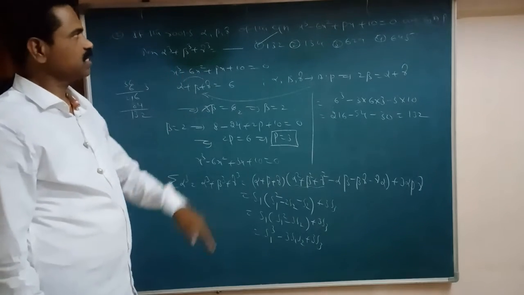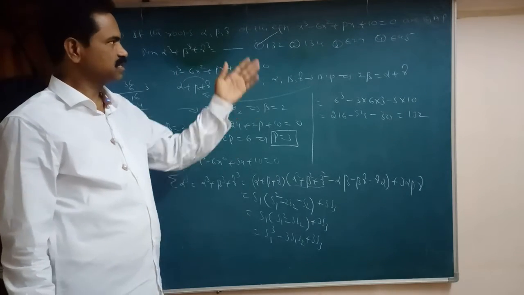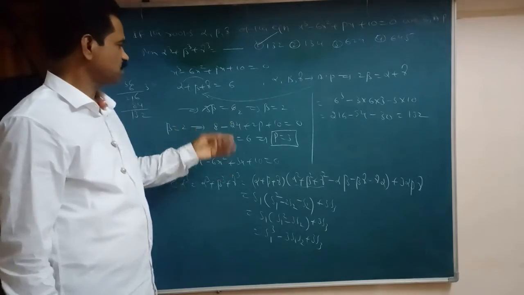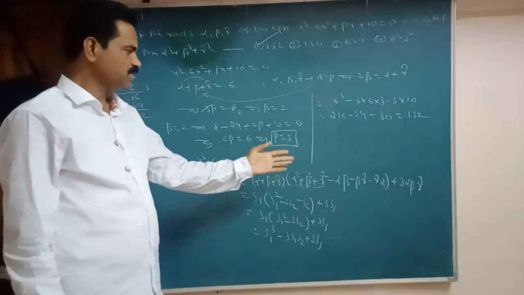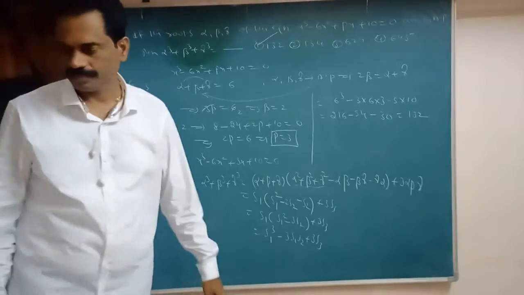So first you take here alpha plus beta, sum of the roots. These are in AP. Substitute here, then you get the beta value. After that we know the a cube plus b cube plus c cube formula, and substitute here we will get the result.